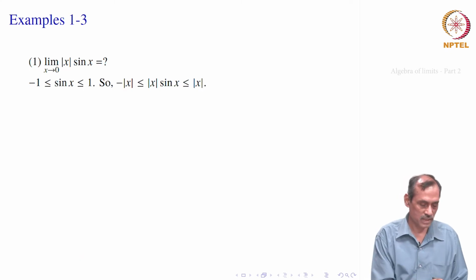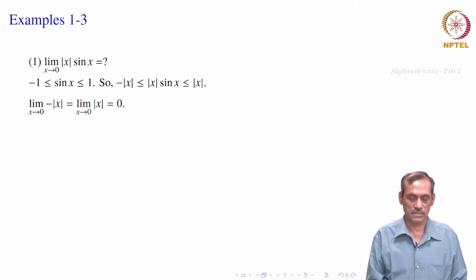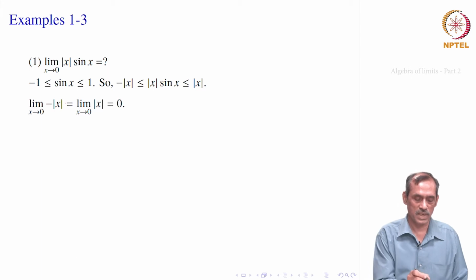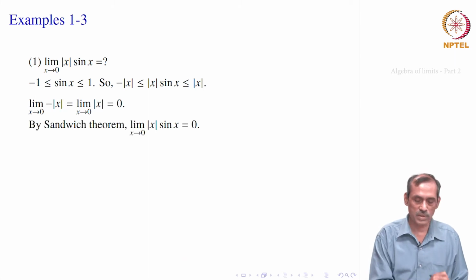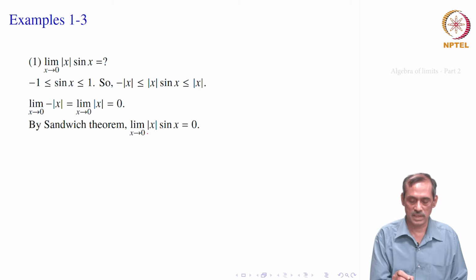Now, look at both the sides, this function and this function. As x goes to 0, both of them go to 0. That is clear. The limit of minus mod x is also 0. So, use the sandwich theorem, which gives you that the limit of this sandwiched function should also be the same as those two limits, that is, the limit as x goes to 0 of mod x sin x equals 0.